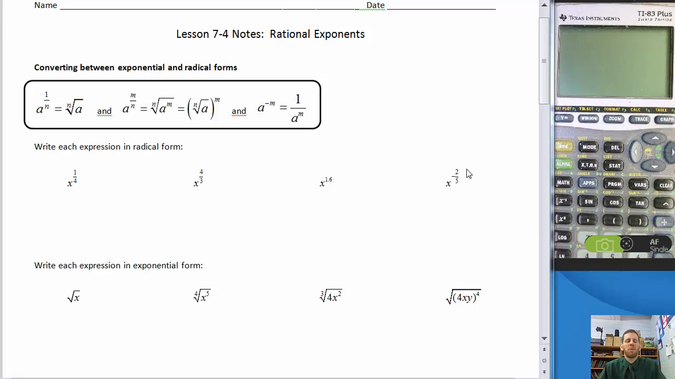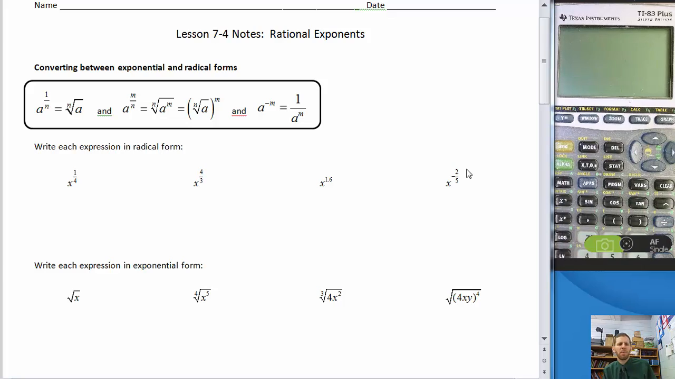Hi, these are the Lesson 7.4 notes on rational exponents. Today we'll convert between exponential and radical forms. We'll talk about some shortcuts in working with these rational exponents, problems that have fractions in the exponents, and we'll talk about some shortcuts that you can do when we do division and multiplication problems involving these types of exponents.